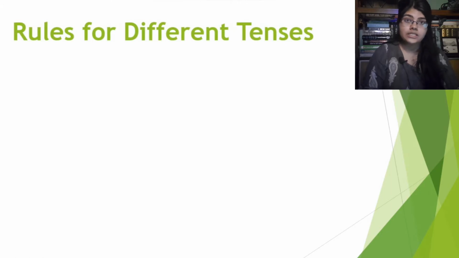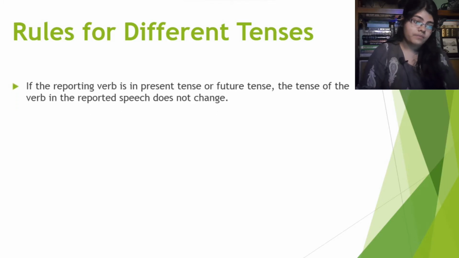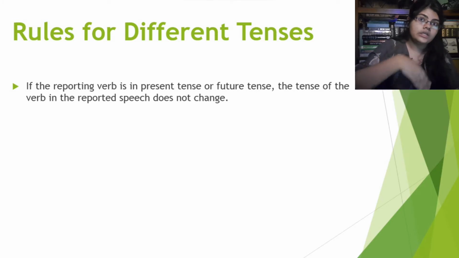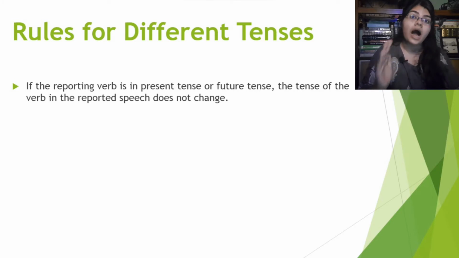Rules for different tenses. Here all your questions regarding the verb of the reported speech will get cleared completely. First point. If the reporting verb is in present tense or future tense, the tense of the verb in the reported speech does not change. We saw some examples earlier where the verbs got changed in the indirect speech from direct speech. We will see how that happens. So the first rule is, if the reporting verb is in present tense or future tense, the verb in the reported speech will not change its tense.